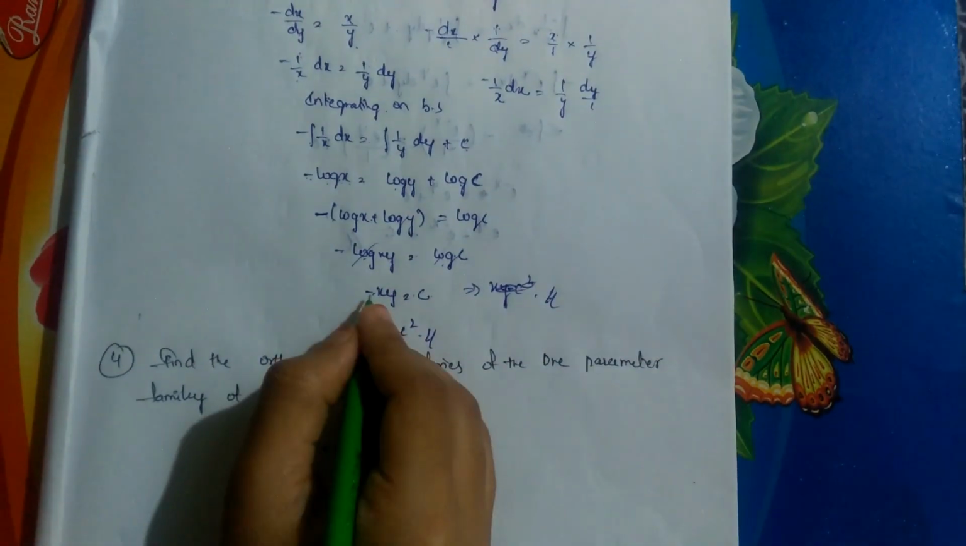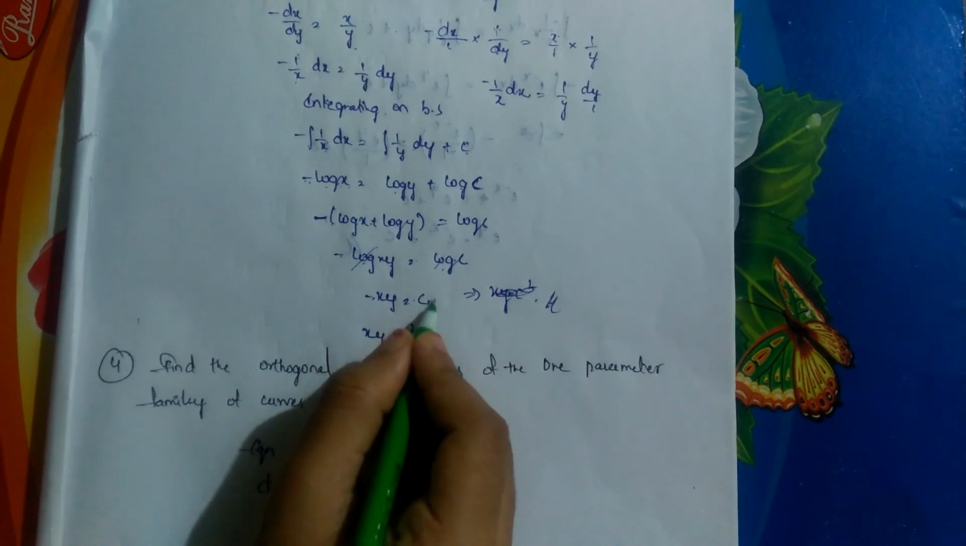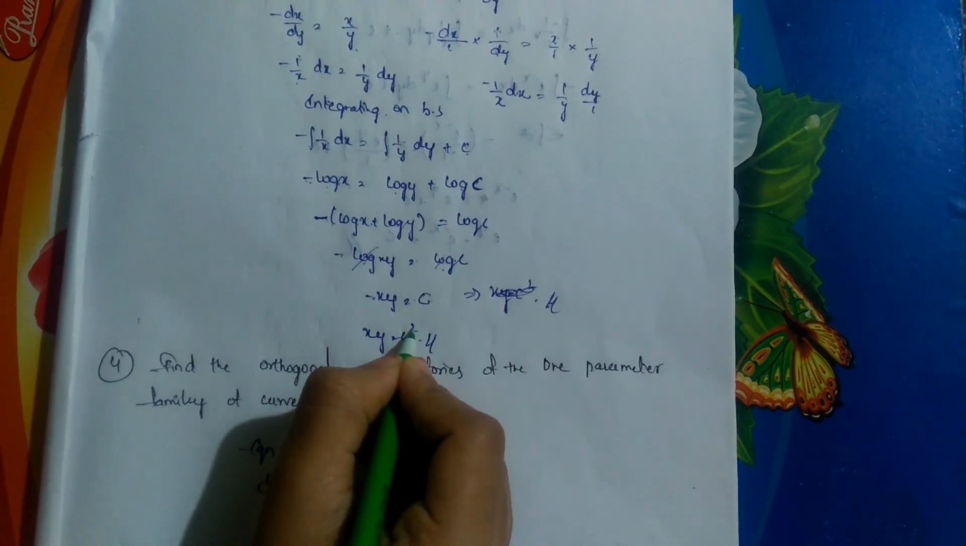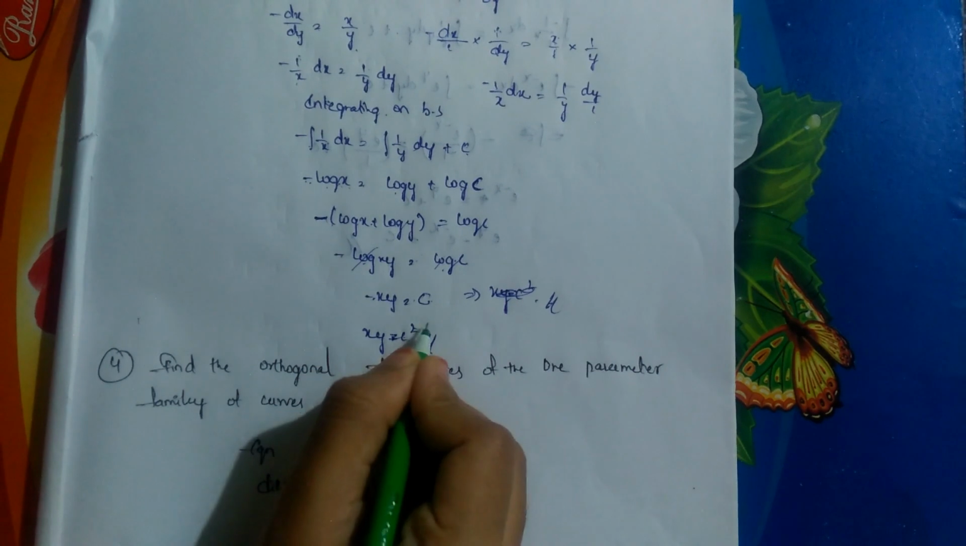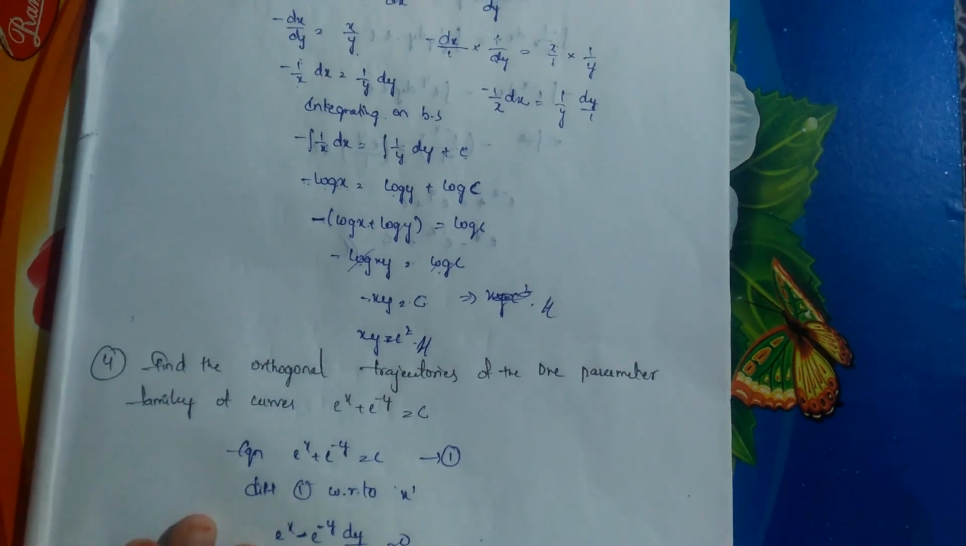So minus, if you send that to the other side, it also becomes a constant. Now a constant can be written even as constant square, still it will be a constant. So xy is equal to c square. It has proved that both the systems of equations are orthogonal.